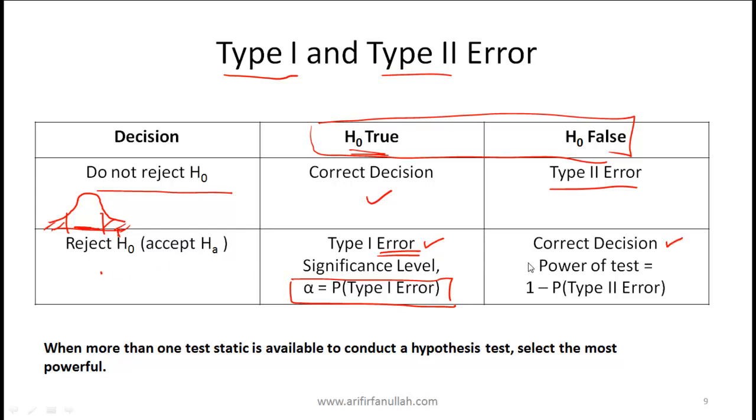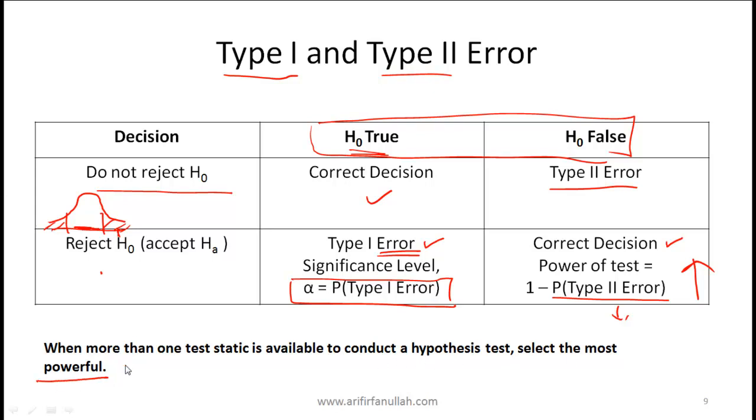And an important definition: the power of a test is 1 minus the probability of a type 2 error. Clearly you want the probability of a type 2 error to be low, which means that you want the power of a test, which is 1 minus the probability of a type 2 error, to be high. So the more power the test has, the better. And as a general point, when more than one test statistic is available to conduct a hypothesis test, select the most powerful.